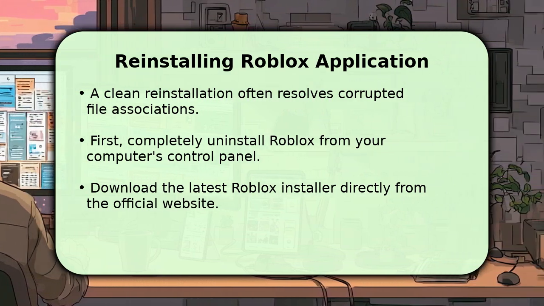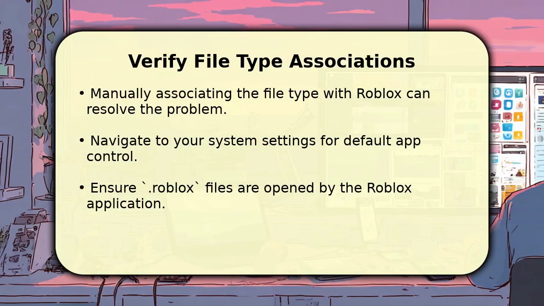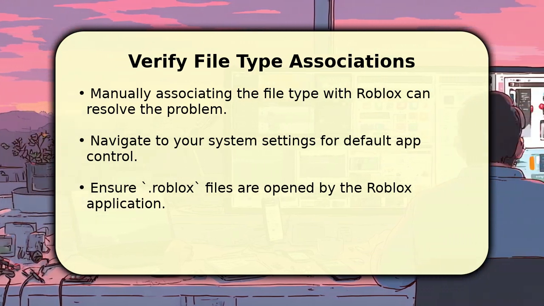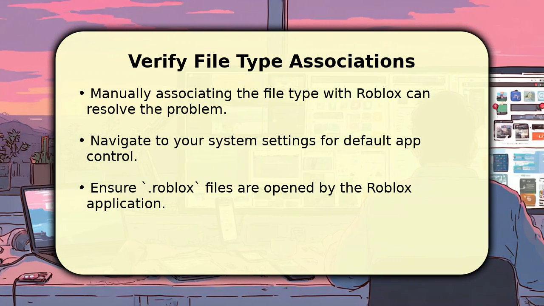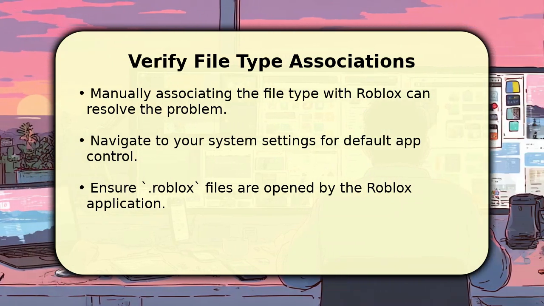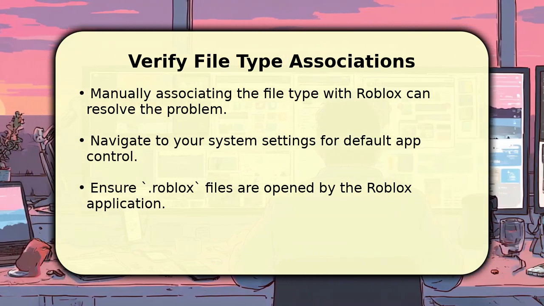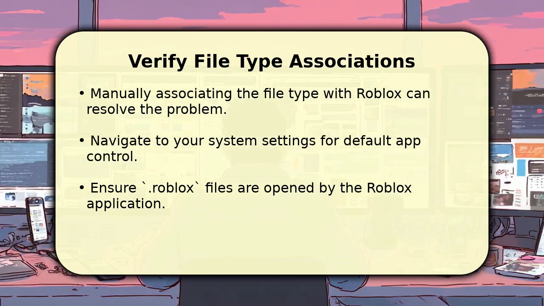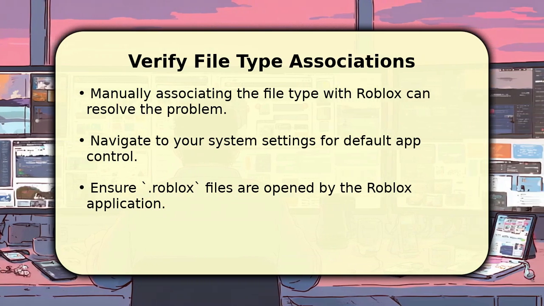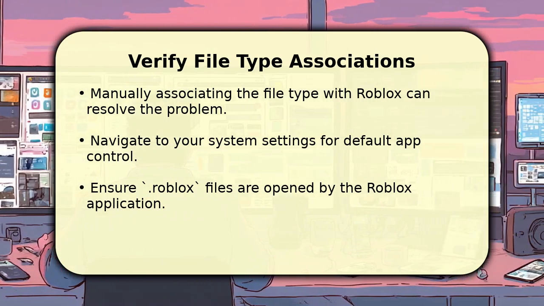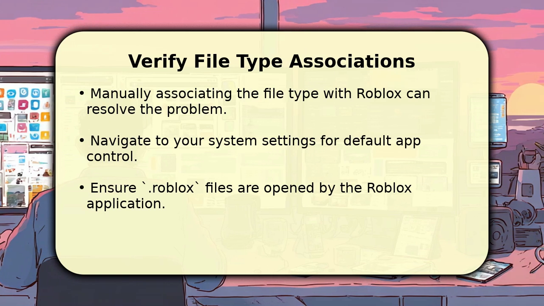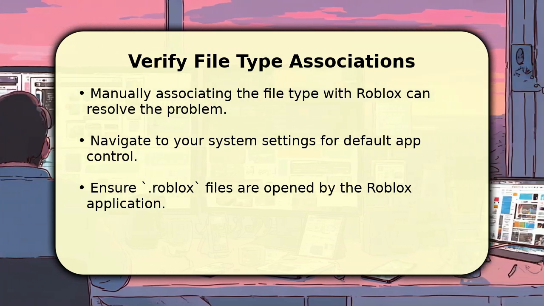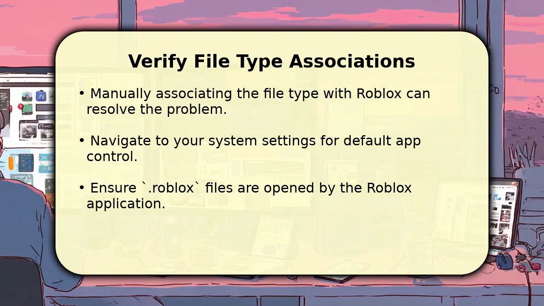you are encountering. Sometimes, your operating system simply doesn't know which program should open Roblox files. To fix this, go to your computer system settings and look for options related to default applications or file type associations. You'll want to find the file type associated with Roblox, which is usually a .roblox file, and then manually set it to open with the Roblox application. This tells your computer exactly what to do when it encounters one of these specific files.